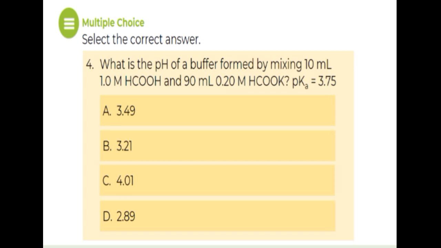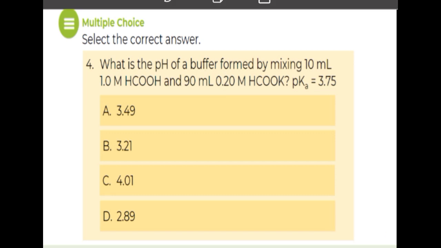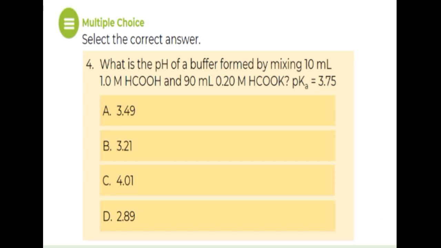Number 4. What is the pH of a buffer formed by mixing 10 milliliters of 1.0 molar HCOOH and 90 milliliters of 0.20 molar HCOOK? pKa is equal to 3.75. Letter A, 3.49. Letter B, 3.21. Letter C, 4.01. Or letter D, 2.89.